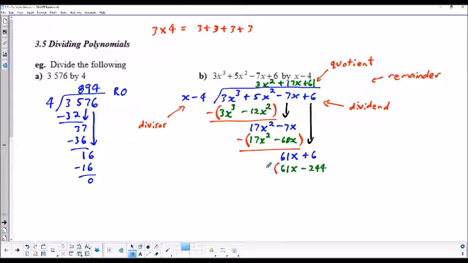Again, I'm subtracting. 61x minus 61x, again, is 0. And 6 minus negative, again, so 6 plus 244 gives me 250. So my remainder is 250. Okay, and I know that's the remainder because there's nothing else up here to bring down to continue dividing. And there's no x here beside the 250, so there would be nothing that I could multiply the x by to actually get 250.